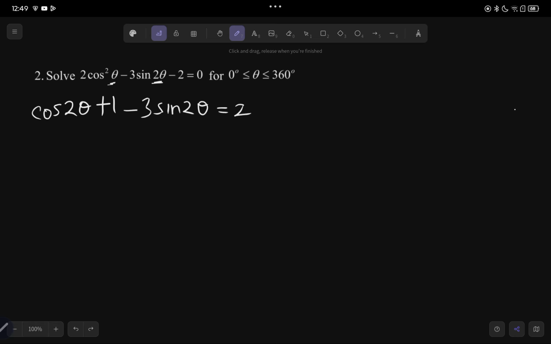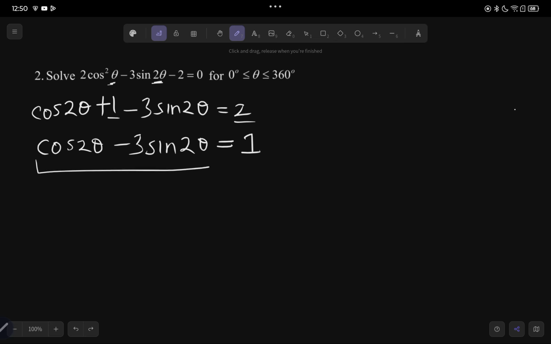There are some things which are common. With this 1 and the 2, I will have cos 2 theta minus 3 sine 2 theta, which should give me positive 1 when 1 goes to the right hand side. Now at this stage, we are back to what we know. From here, we can proceed by approach 1.